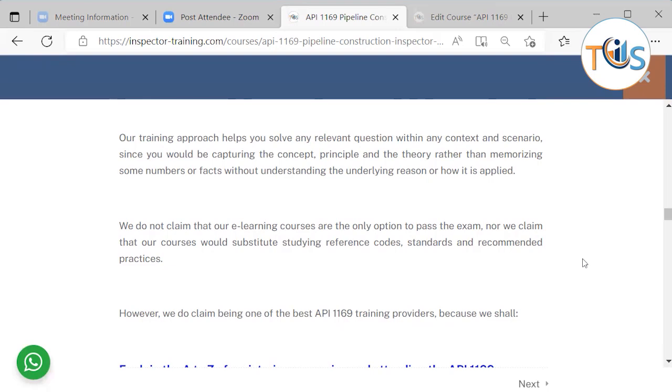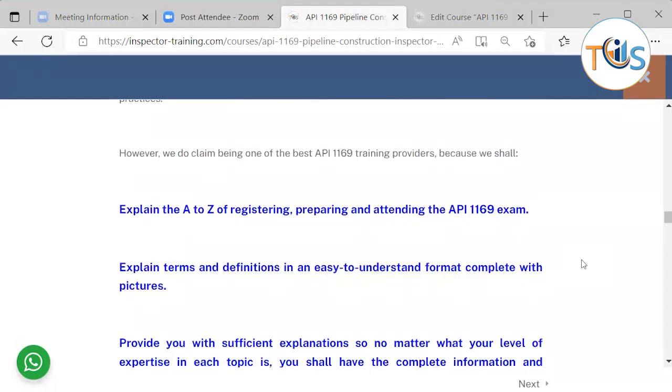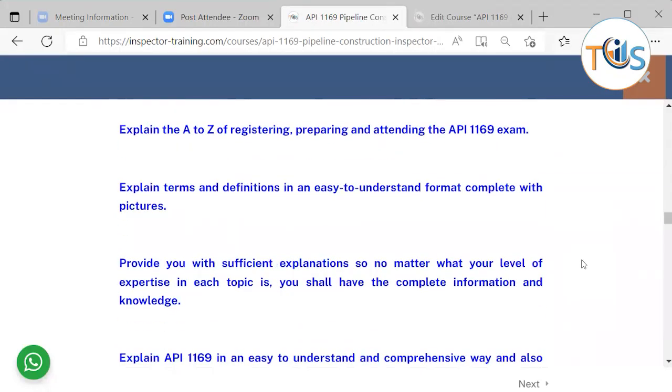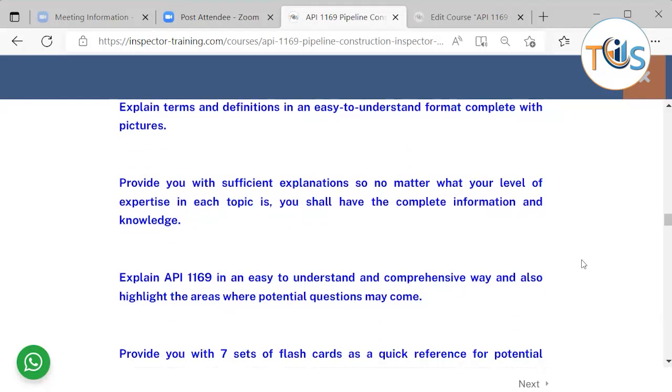We do not claim that our e-learning course is the only option to pass the exam, nor do we claim that our course would substitute studying reference material, standards, and recommended practices. However, we do claim being one of the best API 1169 training providers because we shall explain the A to Z of registering, preparing, and attending the API 1169 exam, explain terms and definitions in an easy to understand format, complete with pictures, and provide you with sufficient explanations so no matter what your level of expertise in each topic is, you shall have the complete information and knowledge.